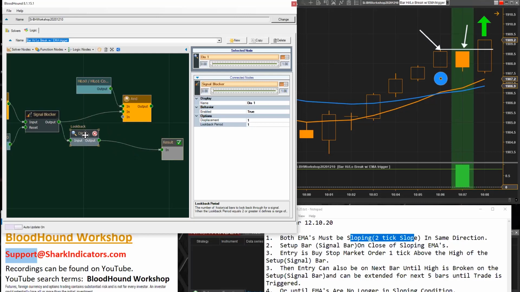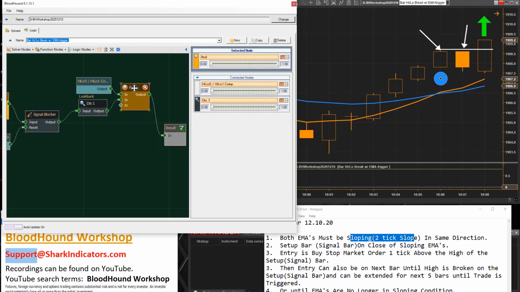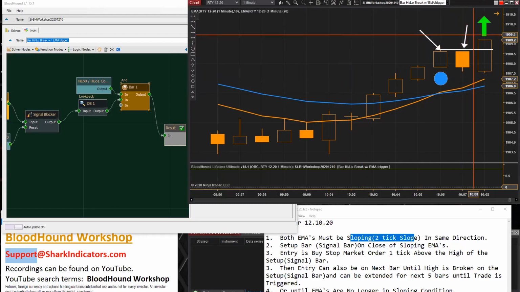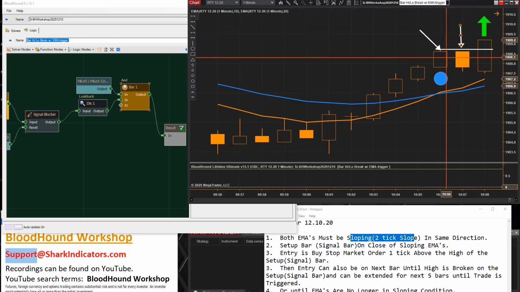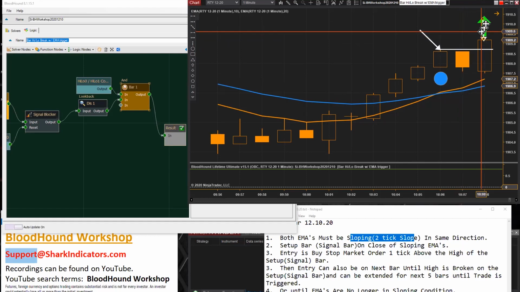So, all right, there's our look back. And so let's connect that into there and take a look at that. And I'm just going to name this here. All right, and there we go. So now, as expected, there's no signal here, right? Because we're only testing the first bar after the setup bar, right? We're only testing this bar yet. We have not built the logic to test the next bar yet.